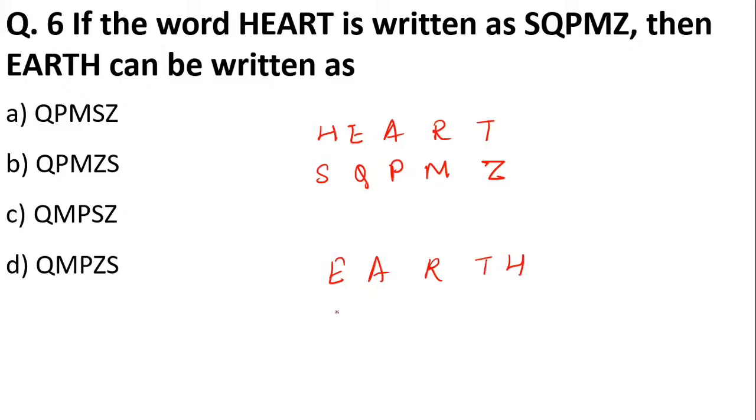So what is E? E is Q. What is A? A is P. What is R? R is M. What is T? T is actually Z. And what is H? H is S. Okay. P, Q, M, Z, S. Hence B is the right answer.